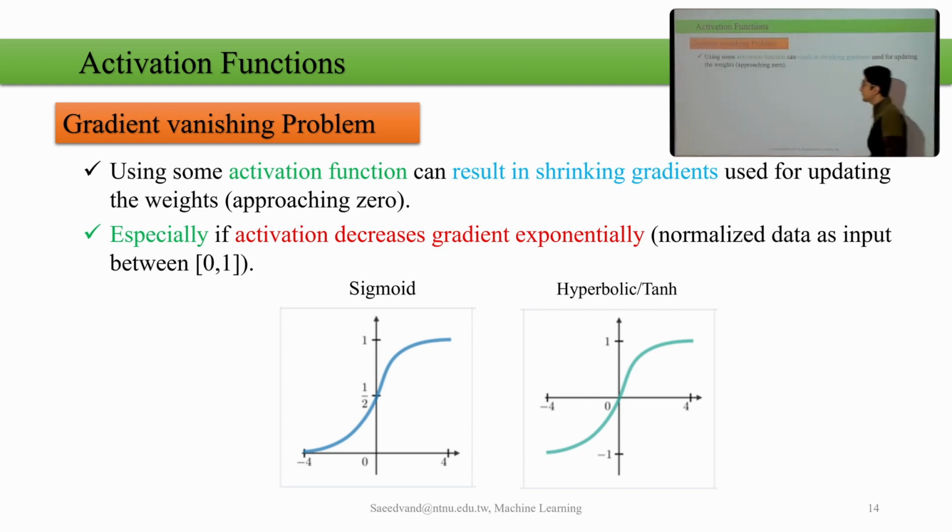Now, first of all, let's discuss the problem that we may have with activation functions, and then we can understand them a little bit better. We have the gradient vanishing problem, which says that using some activation functions can result in shrinking the gradient, making it too small and vanishing the values that we need. What does it mean? We have some x's as input, and we calculate this weighted sum, then we have some output.